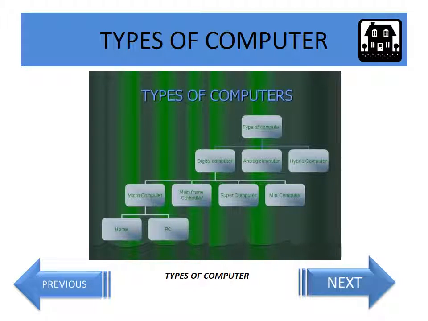Types of computer. We have the digital computer, analog computer, and hybrid computer, which are the main three classes of computer. Then the digital computer was subdivided, as the advent of computers came on, into four main types, which are the microcomputer, mainframe computer, the supercomputer, and the minicomputer. Then the microcomputer is now subdivided into two again, which are the home and the PC, which is common nowadays. Everybody has his own PC at home that he uses, and the home computer like the desktop computer.